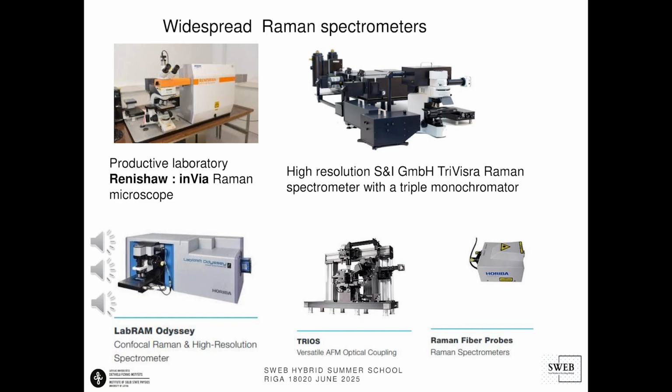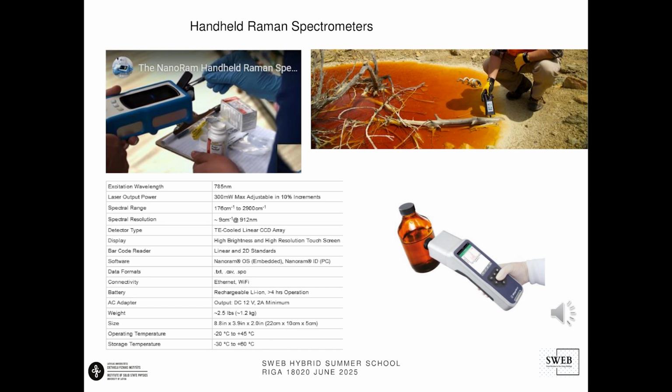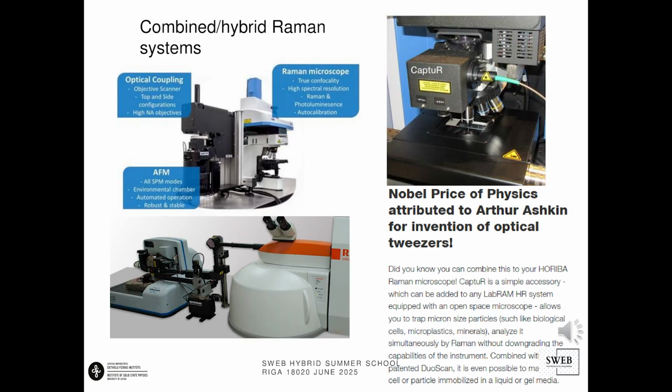At the bottom of the slide you see Horiba brand spectrometers. Here is a high-resolution spectrometer, a spectrometer with an AFM unit, and a mini spectrometer with a Raman fiber probe. Many analyses can be performed with portable Raman spectrometers. They are convenient to use in nature, at customs offices, and elsewhere. For special analysis, combined instruments are used to simultaneously measure Raman spectra and some other physical properties.